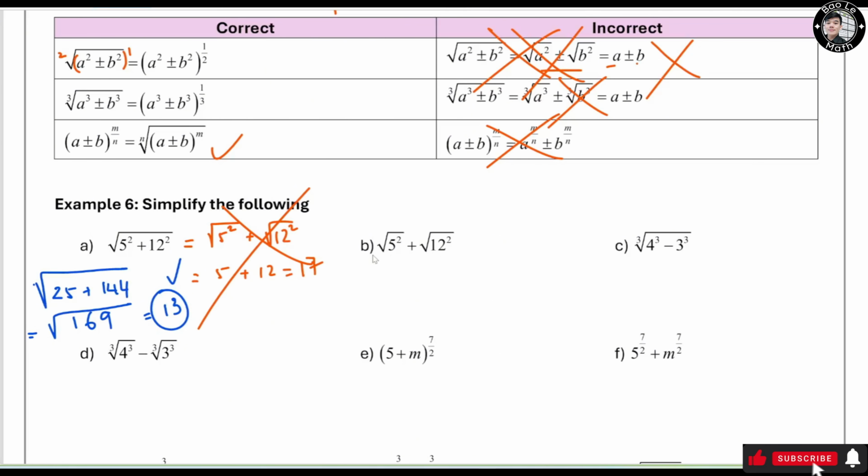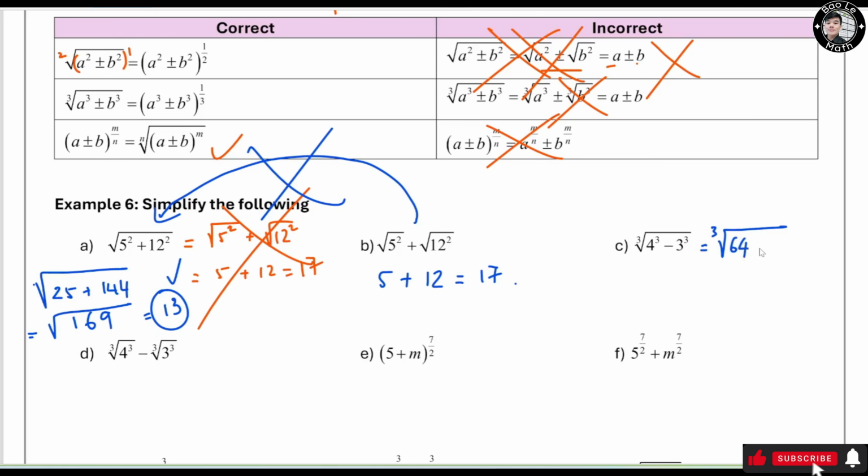Now, question B. You cannot combine these two guys, right? You cannot rewrite like this, right? That's completely wrong. So, you take square root of 5 squared equals 5 plus square root of 12 squared equals 12, and it's going to be 17. That's it, right? Now this one, same thing. You cannot separate this guy, right? So, you need to write cube root of 4 cubed is 64. 3 cubed is 27. So it can be cube root of 37. This one is the final answer.